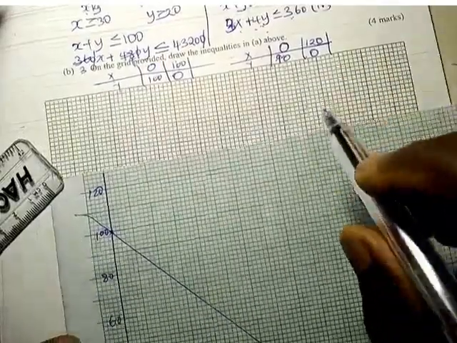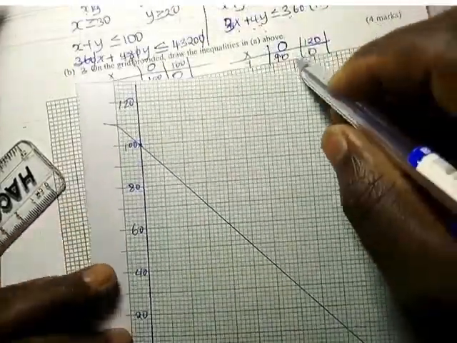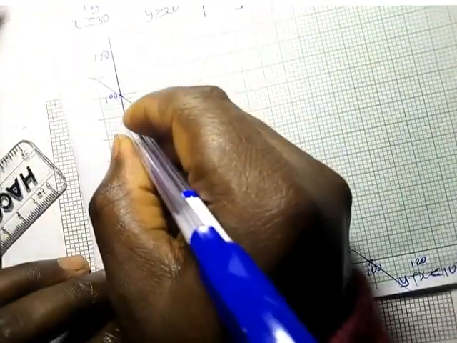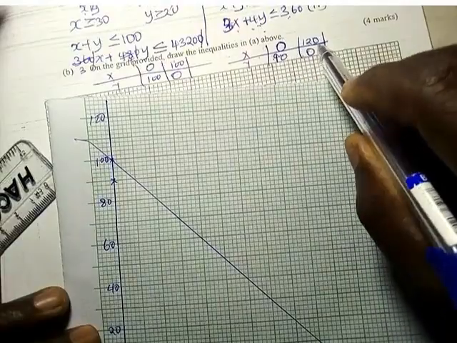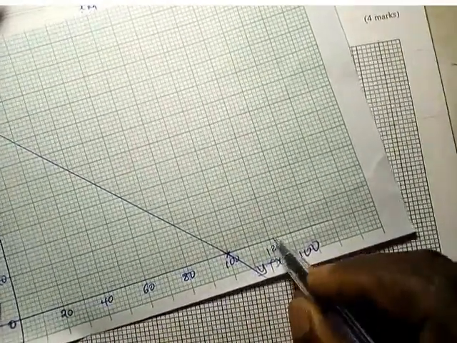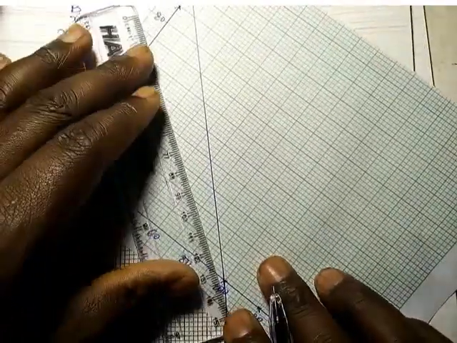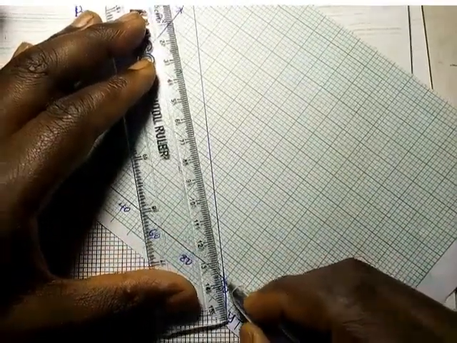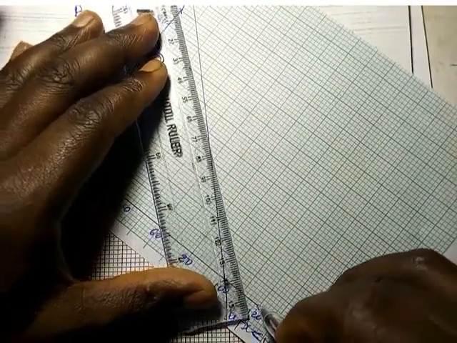And then we draw this one. When X is 0, Y is 90. So 90 is here like this. When X is 120, Y is 0. 120, 0. There. So you join the two points.